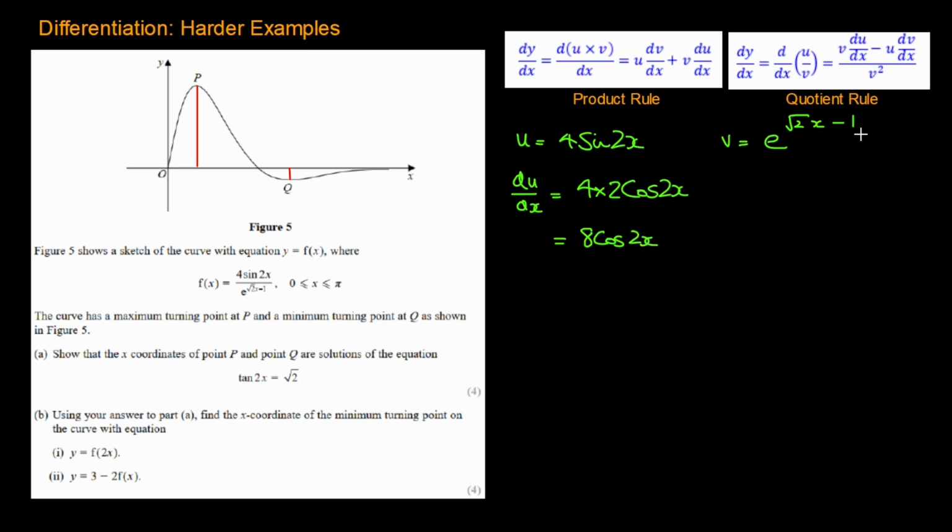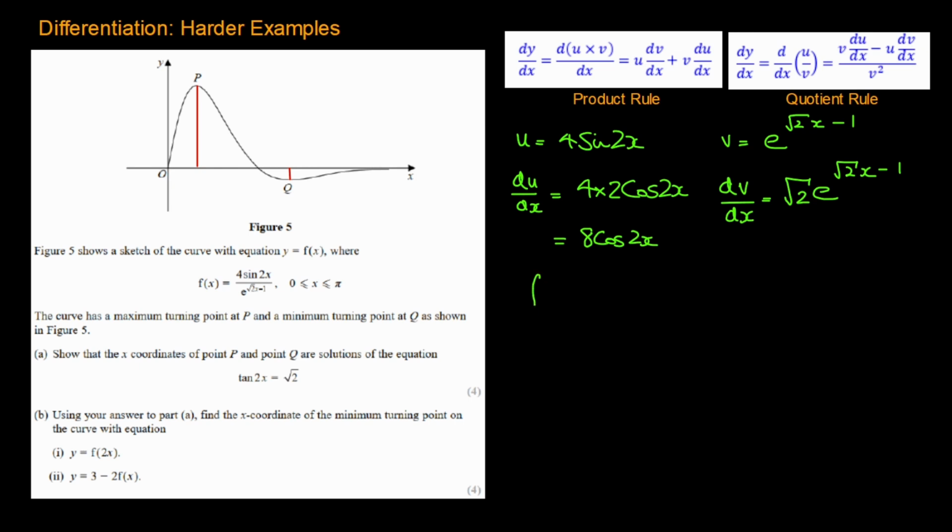Now, to differentiate v here, we're going to have to use the chain rule again, this time substituting t for root 2x minus 1 and finding dt dx and dv dt. If you don't get that, look back at a previous tutorial where I discuss the chain rule. So using that chain rule, dv dx is equal to, well, it's the same thing, e to the root 2x minus 1, then multiplied by the differential of this guy, which is root 2.